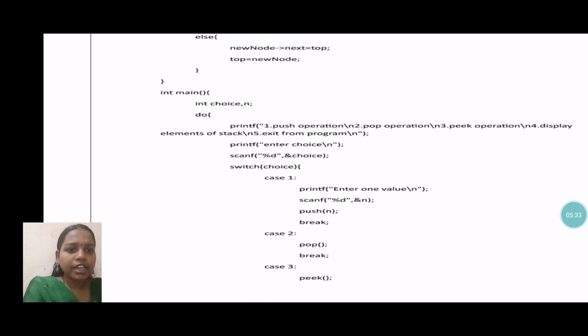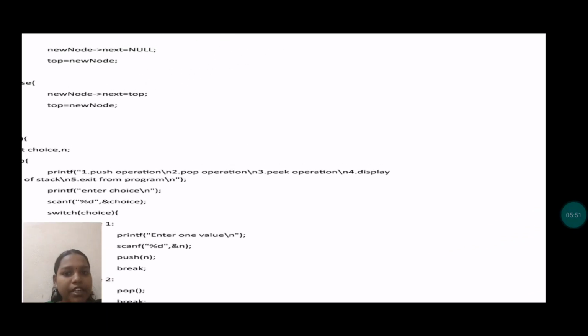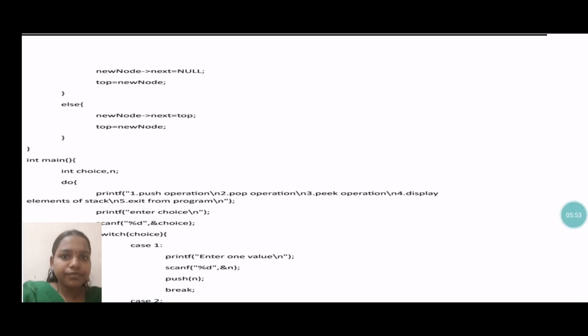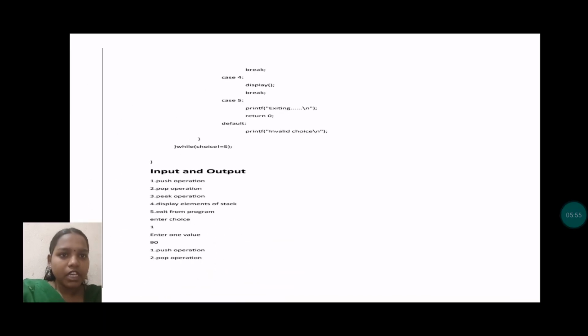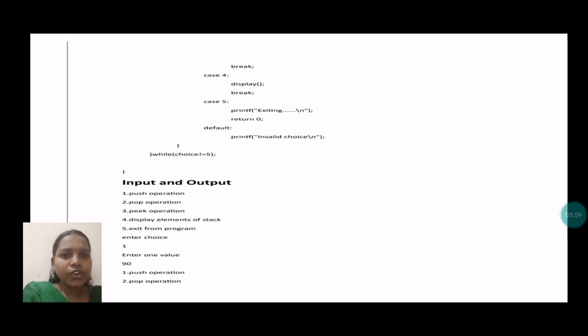In second case, we are giving the pop operation option. In pop operation, we have to call the pop function and break. In case 3, we are giving the peek operation. For that we have to call the peek function and break. In case 4, we have the display function. We have to call that function and break.